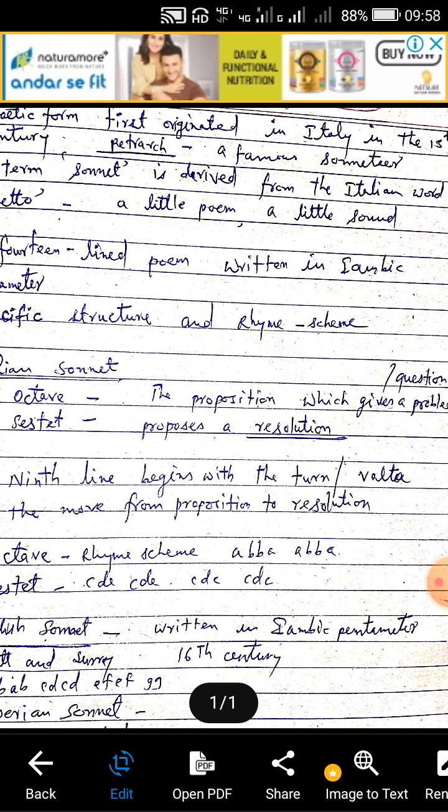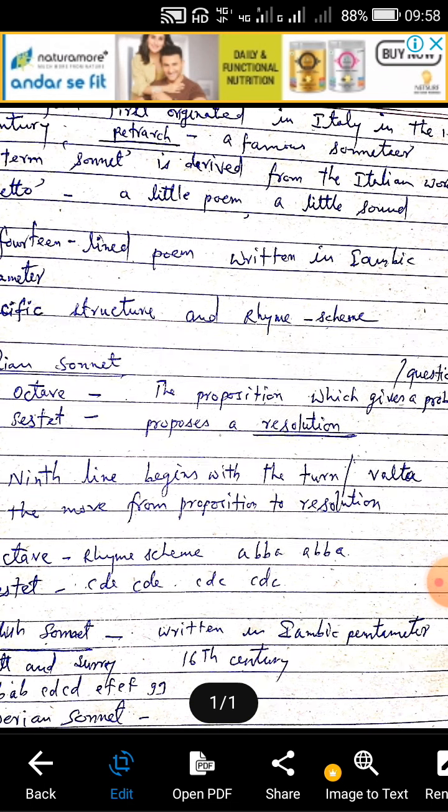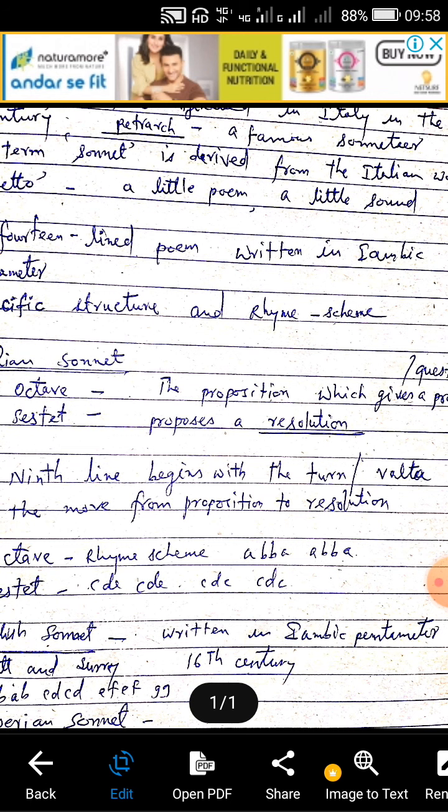The Italian sonnet is divided into 2 parts: octave and sestet. The octave includes 8 lines, while the sestet includes 6 lines, which are divided into 2 tercets. Tercets means a stanza of 3 lines.